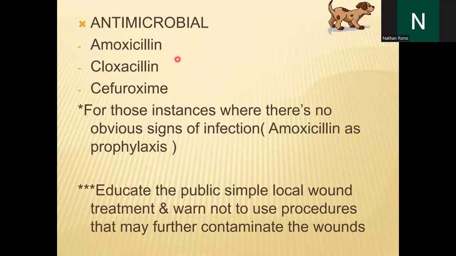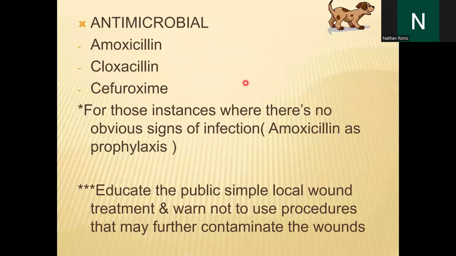Then here are the types of antibiotics you give. So don't worry about the names. You'll be taught in pharmacology. So we have amoxicillin, flucloxacillin, and cefuroxime. For those instances where there is no obvious sign of infection, amoxicillin as prophylaxis. By the time you use cefuroxime, it's a very strong antibiotic. So we just use amoxicillin for prophylaxis if there are no obvious signs of infection.